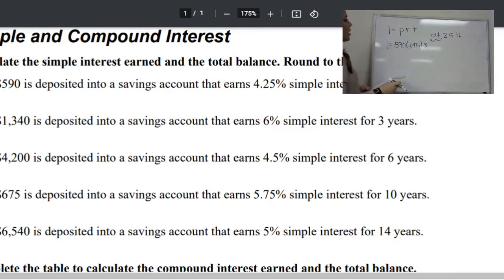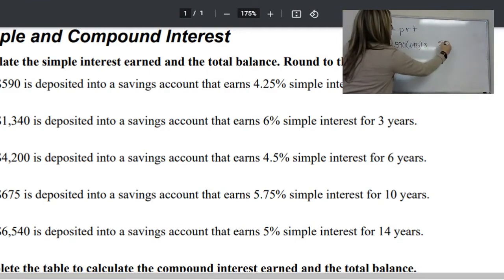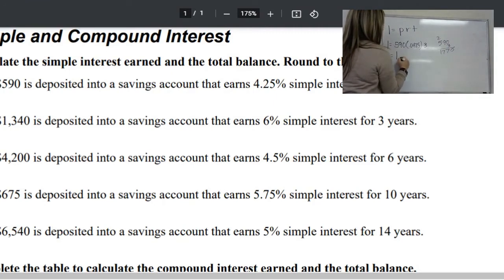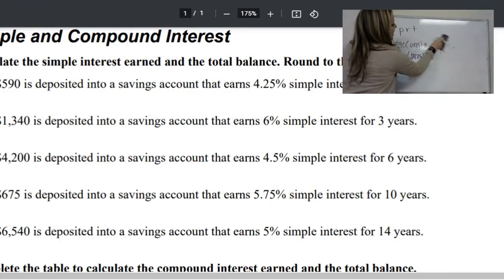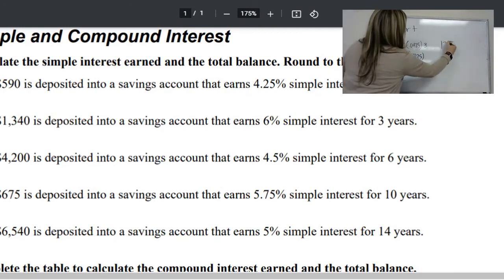What I would do first is probably do 3 times 590. You don't have to; you can really multiply in any order. 590 times 3 is 1,770. Now I have 1,770 times 0.0425. I'm going to multiply this by this. Erase what I have.